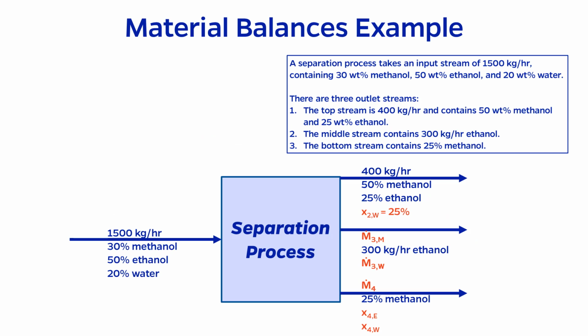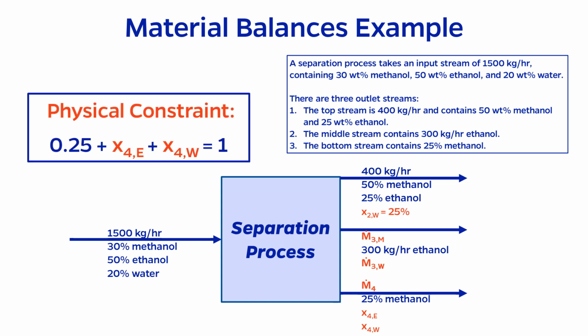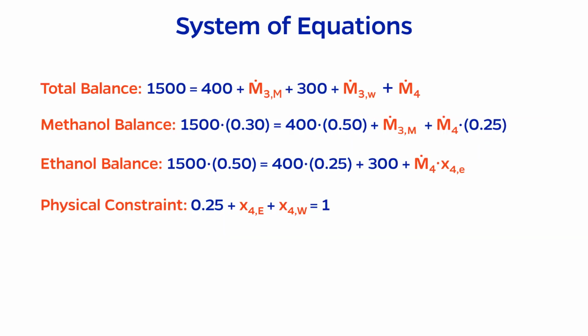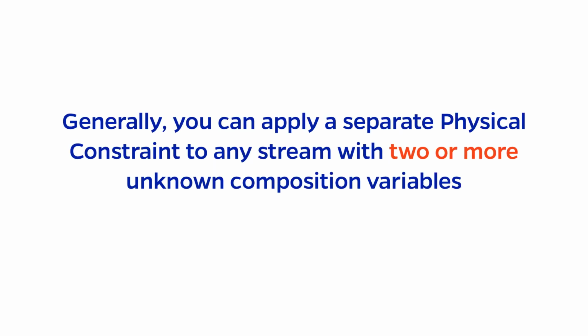Going back to the example from last time, I could have written a physical constraint on stream 4, since the composition of ethanol and water are unknown. The physical constraint is then 0.25 plus x4e plus x4w equals 1. This is indeed another independent equation that I can add to my system of equations. Generally, you can write a physical constraint for any stream that has 2 or more unknown composition variables.